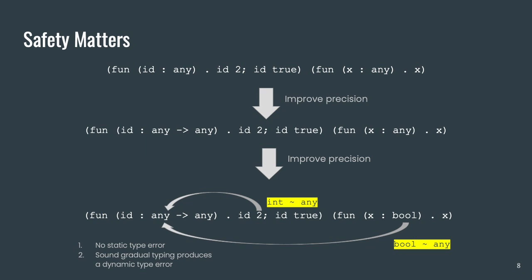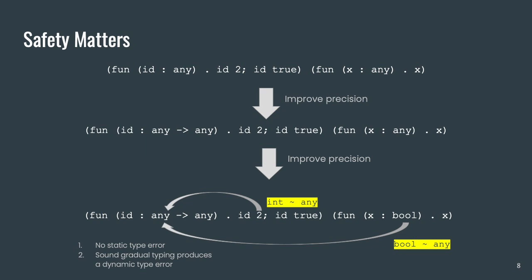And this will actually type check because Boolean is consistent with the any annotation, and the application id 2, the integer, is also consistent with the any. So this non-transitivity may come as a surprise, but it's very important for being able to mix static and dynamic code on either side of an any boundary.